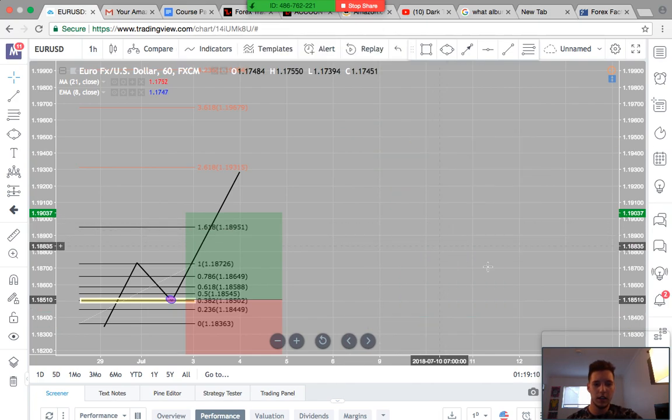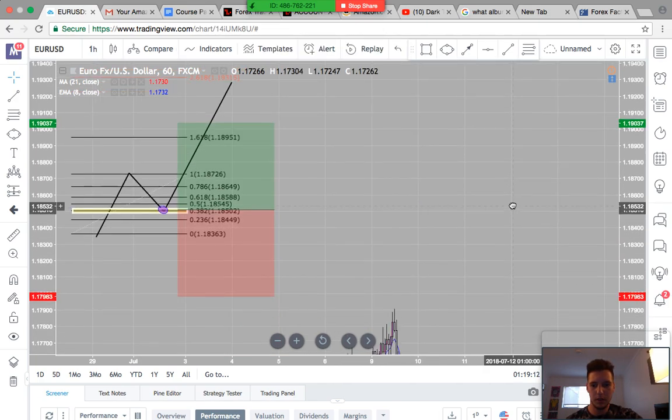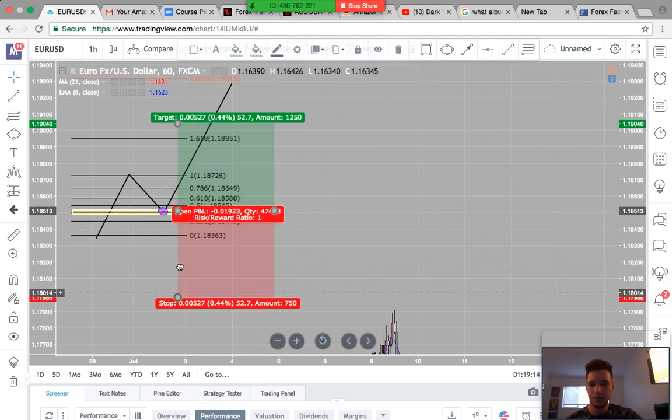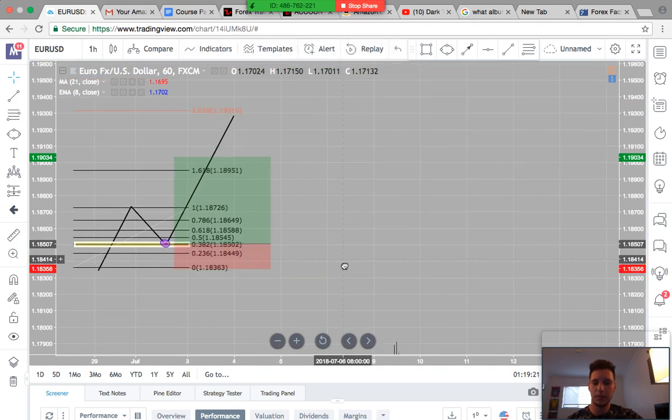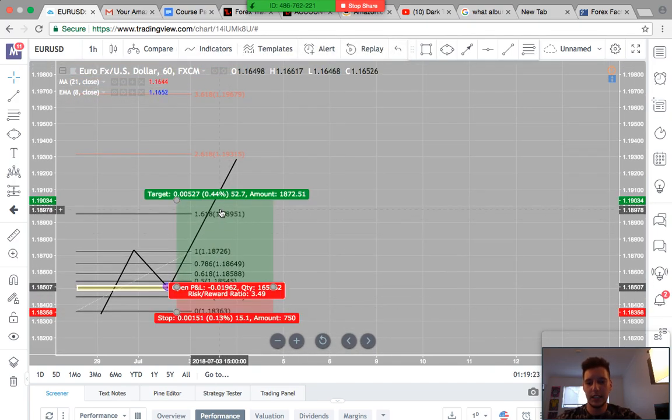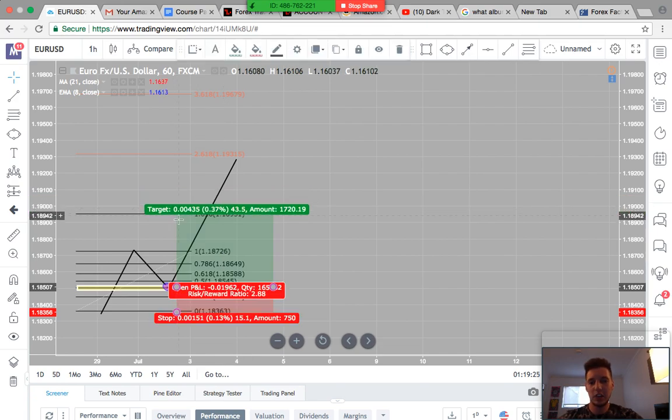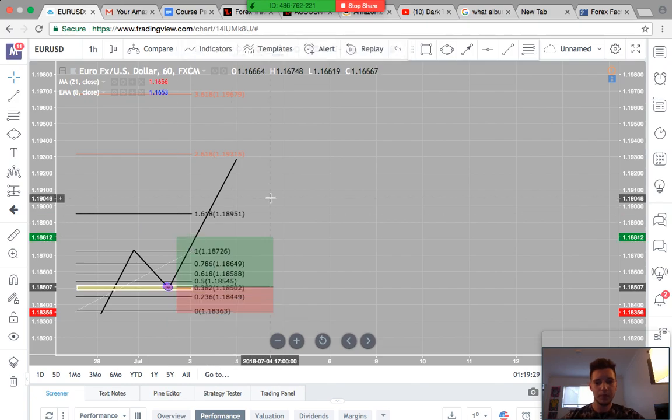So here, let me move this up a little bit. Perfect. With a 2-to-1 ratio, we are risking about 15 pips, and we are gaining 30 pips. So this right here is a 2-to-1 ratio. Now, we implement this trade, and we do see that the market's going up. But now, twin trading takes another position. It takes another trade.